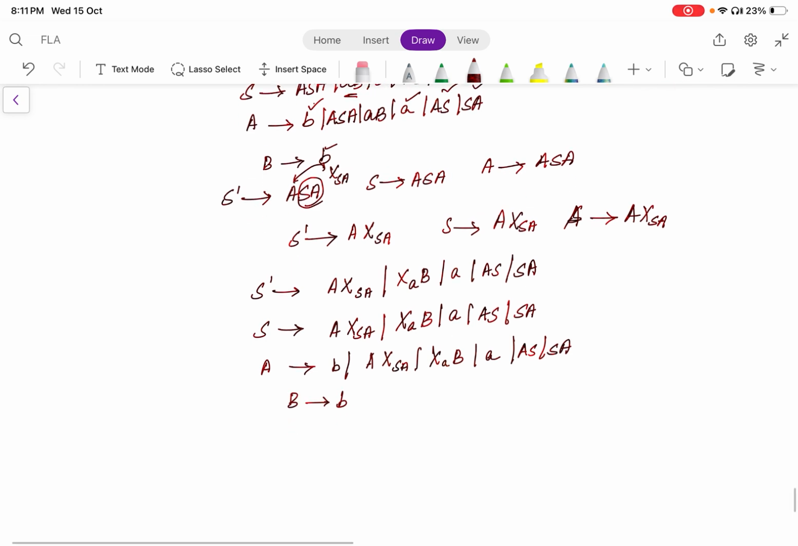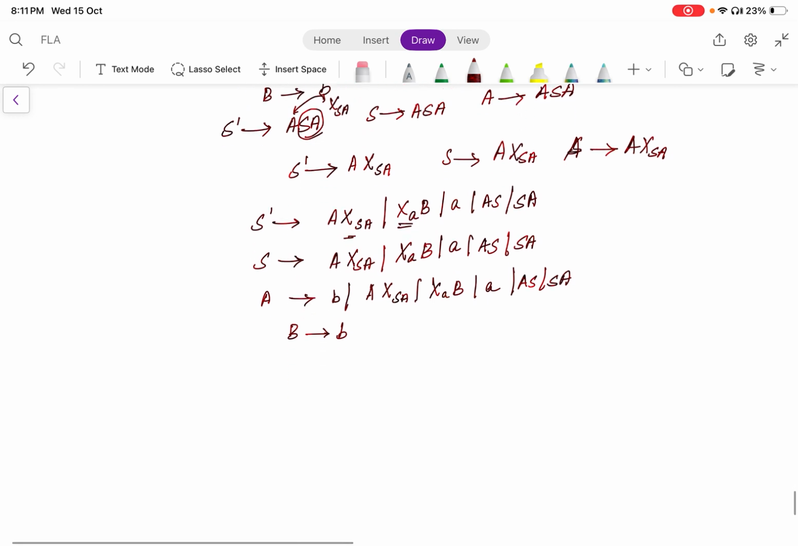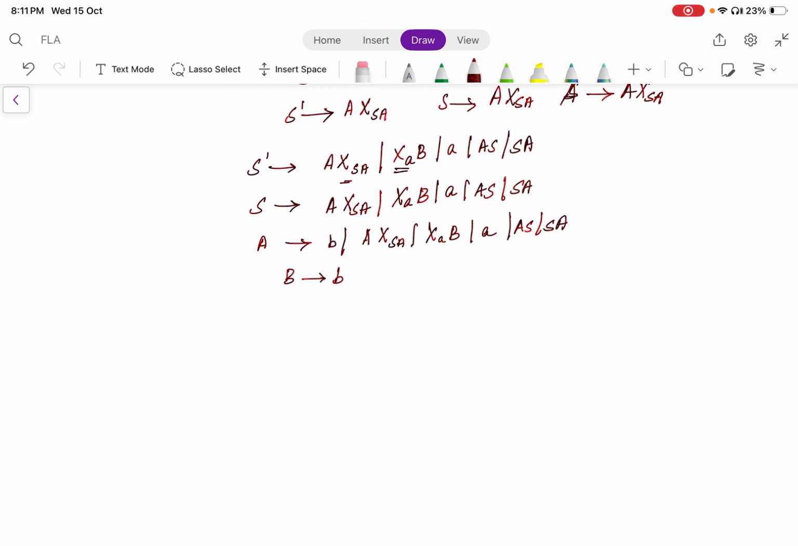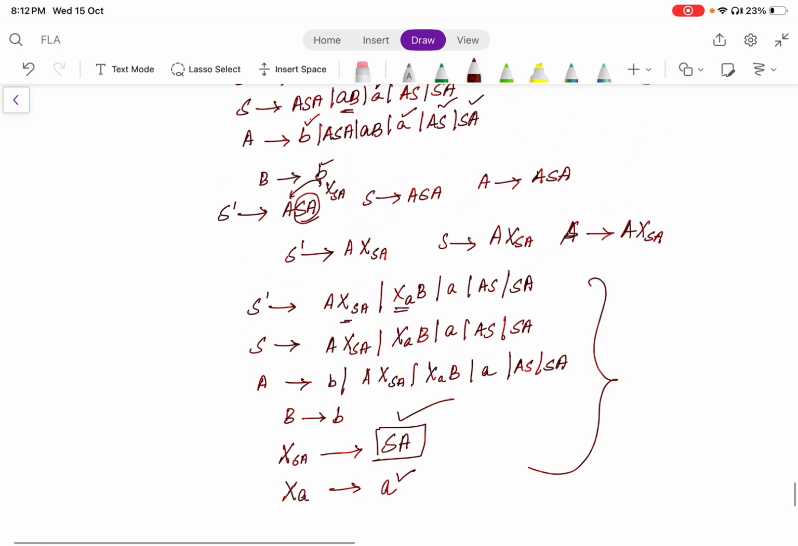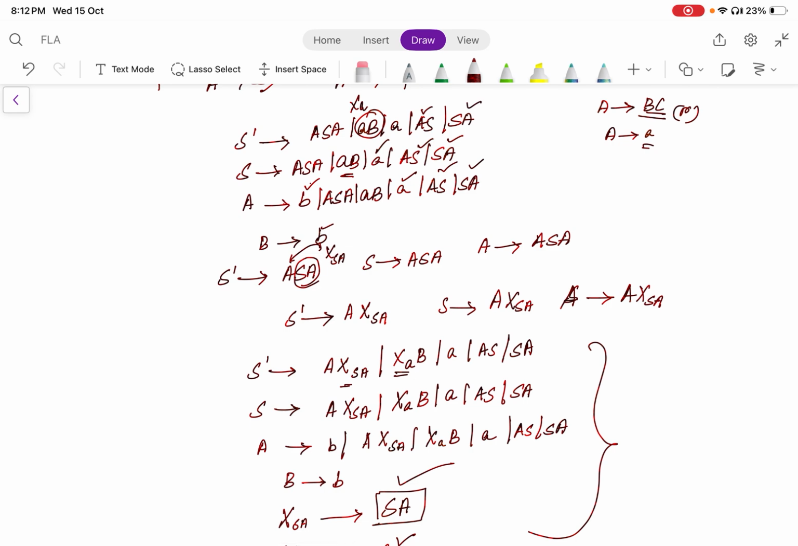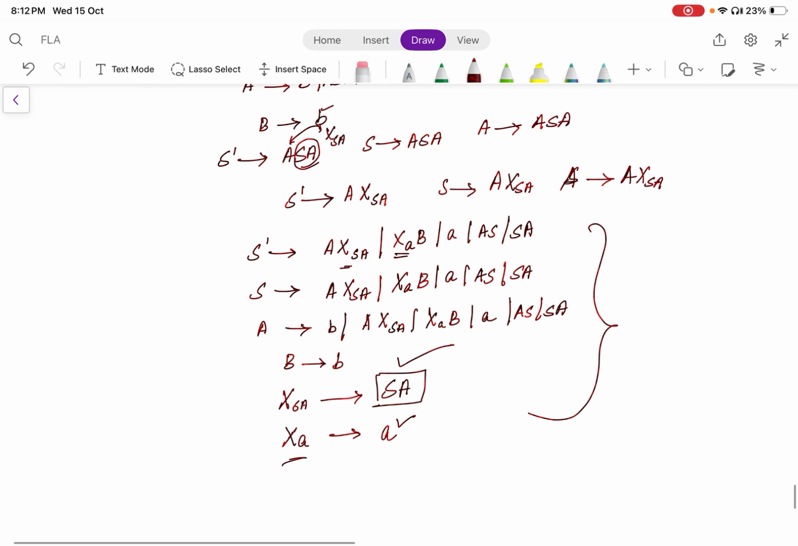Now we have introduced two new symbols. One is X subscript SA and the other is X subscript A. So you have to write productions for them as well. X subscript SA tends to, what is the value of that? SA. Is this in CNF? Yes, it is in CNF. Then XA tends to what? A. Is this in CNF? Yes, it is in CNF. Now all your productions are in CNF. If it is not in CNF, just substitute with another capital letter, that is a non-terminal symbol, and write the production for the same. That's all. Thank you.